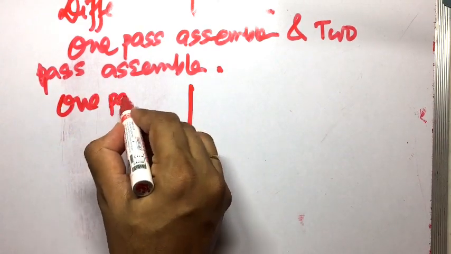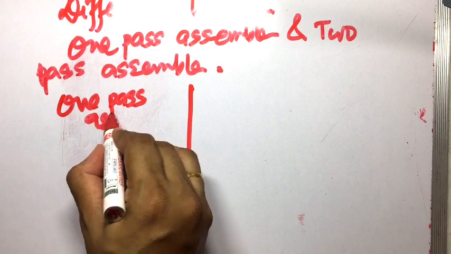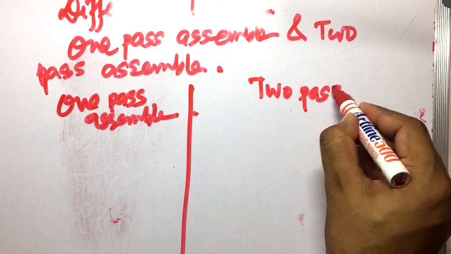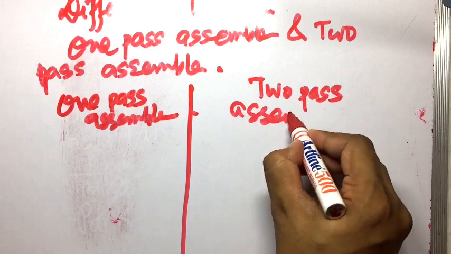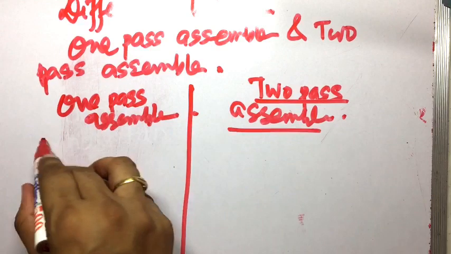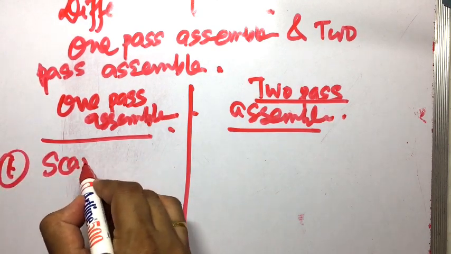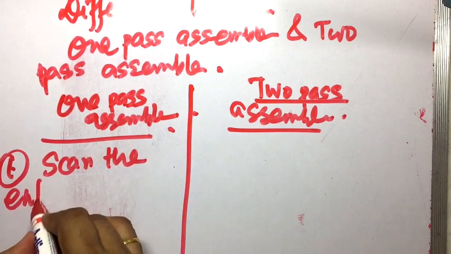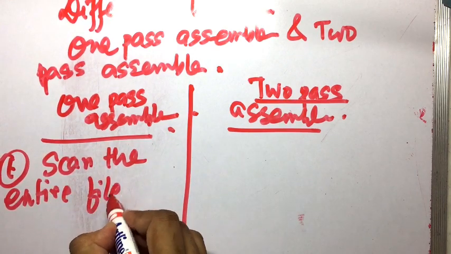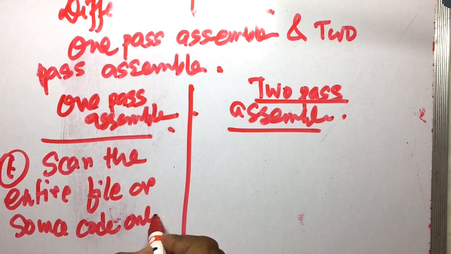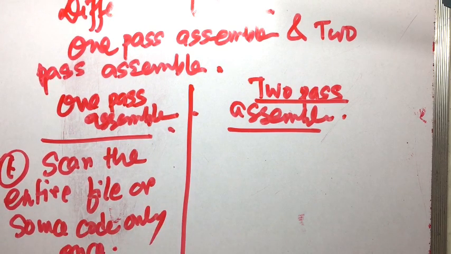First of all, the one pass assembler, this is the single pass assembler. Next is the two pass assembler, which has pass 1 and pass 2, so the analysis phase and synthesis phase are there. Number 1: in a one pass assembler, we scan the entire file or source code only once.